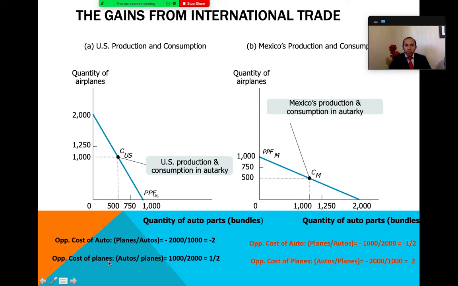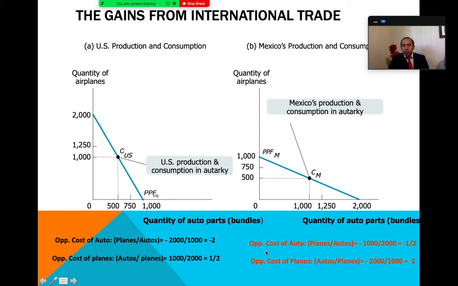For airplane production in the US, airplanes are the good in question right now, so we have to invert the axes. We have plane production, with a maximum production of 2,000 planes. We have to decrease the production of autos by 1,000. So we have 1,000 over 2,000. The opportunity cost of producing airplanes is 1/2, or for every one plane produced, we give up 1/2 an auto.